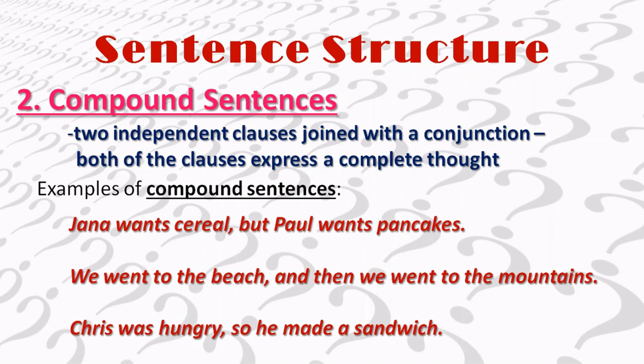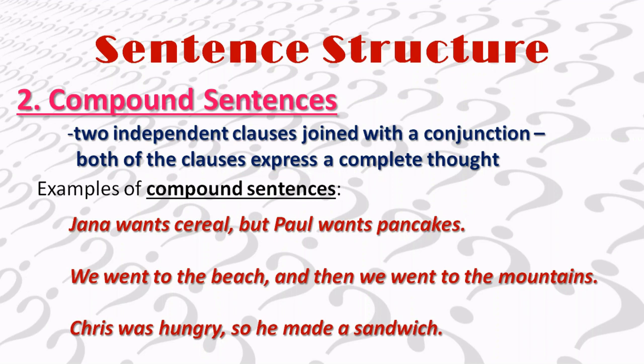Jana wants cereal, but Paul wants pancakes. There are 2 simple sentences there. Jana wants cereal. Paul wants pancakes. They are joined together using the conjunction but. Jana wants cereal, but Paul wants pancakes. 2 independent clauses, clauses that make sense on their own, joined together with a conjunction.